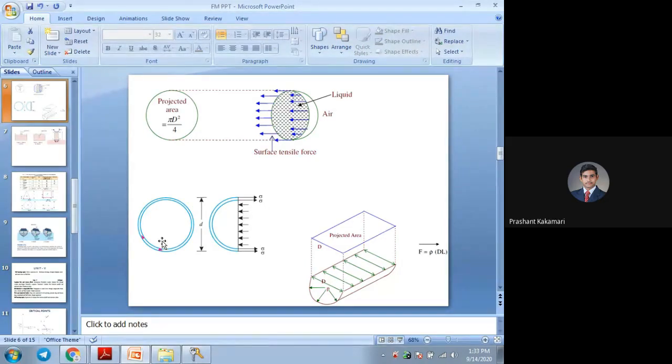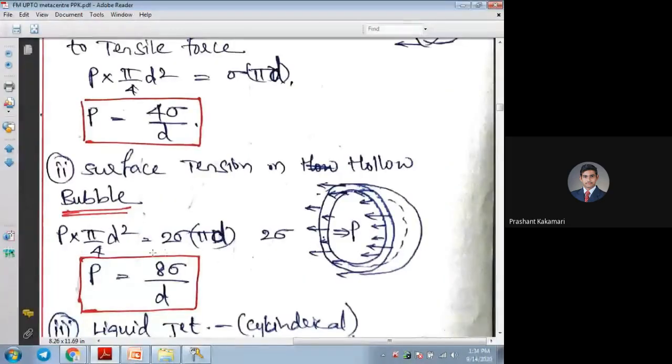Projected area, if you see, is again a circular surface. That circular surface is nothing but the projected area, pi by 4 d square. And for the surface tension, the line of contact is acting only on the rings. That is pi d, or you can write 2 times pi d. So on these rings, two tensile forces are acting. So the pressure required to overcome that tensile force is equal to 4 into 2, 8 times sigma divided by d.